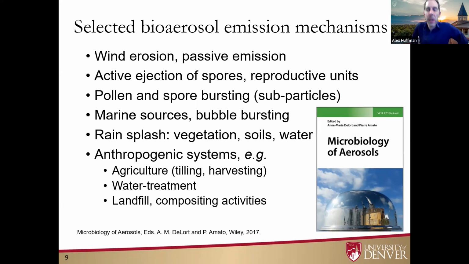And so I'm going to talk a bit over the next few slides about where bioaerosols come from. This means I'm going to talk a little bit about the emission mechanisms, which then helps us think about what bioaerosols are in each of these different environments. I'm not going to say them all here, but this is a nice book that was also published relatively recently, edited by Anne-Marie Delort and Pierre Amato. It goes through, especially from the outdoor environmental perspective, but also has some aspects of the indoor human emission side of things as well.